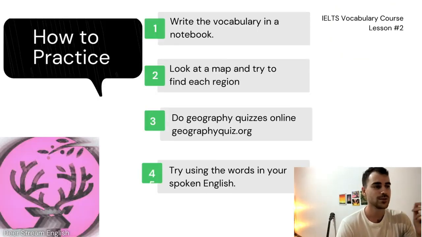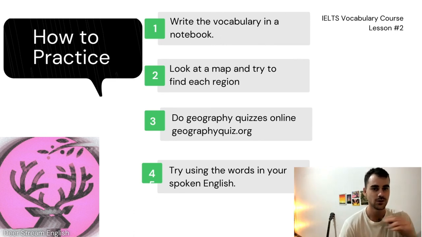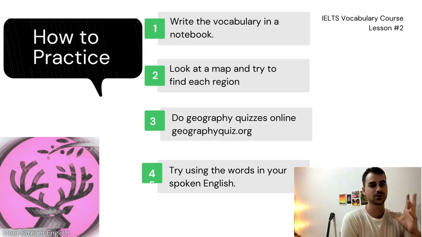Okay, now let's think about how you can practice. So first, as I've already mentioned, write the vocabulary in a notebook. By writing in a notebook, you can really crystallize these words in your memory. You could also look at a map and try to find each region. You have your notebook and you say, oh, the Gulf states. Then you look at the map, you try to find where it is, because this will help you form a mental picture of the words.